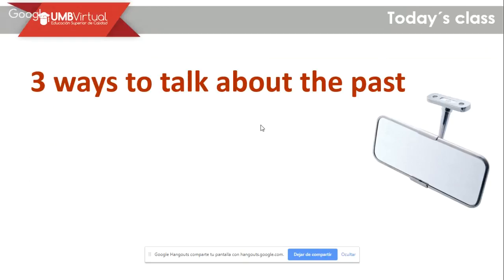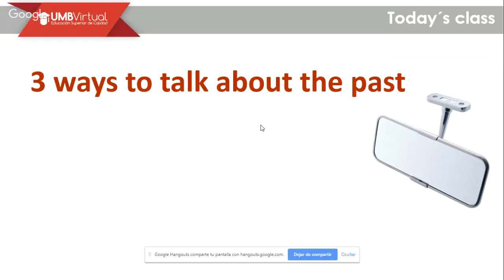So, 3 ways to talk about the past. It's very important when you study English to be able to talk about the past. It's so you can be able to talk about your previous experience, you can talk about what has happened, you can talk about your routines. When you know how to talk about the past, it will help you a lot with appreciating English.